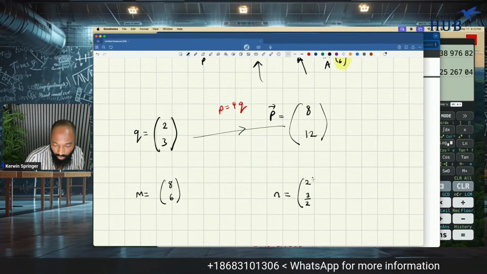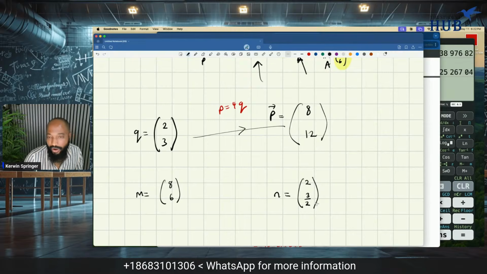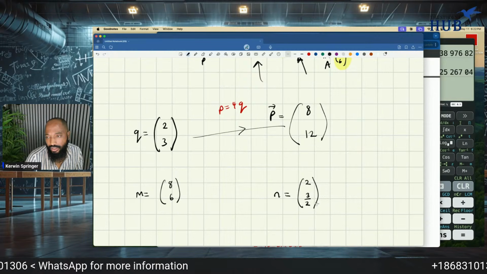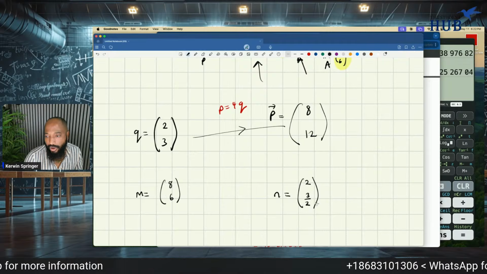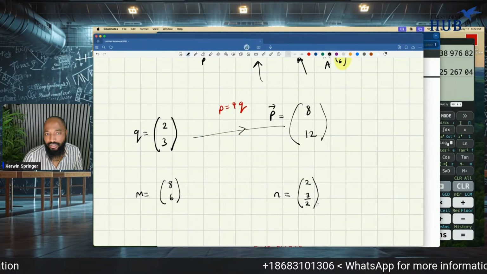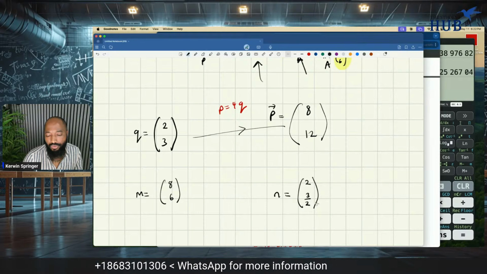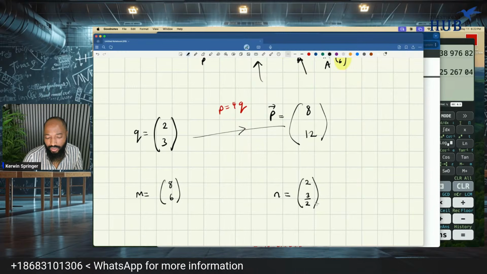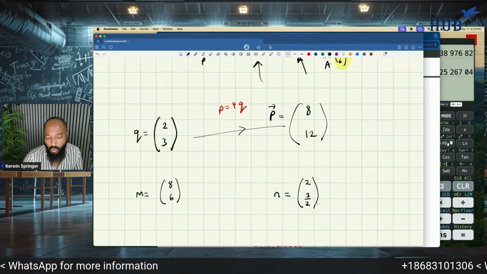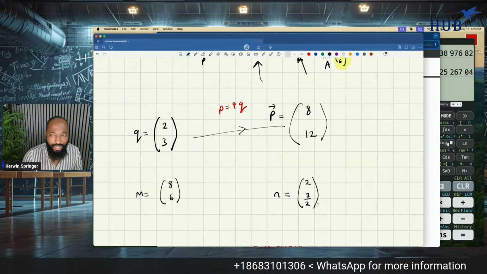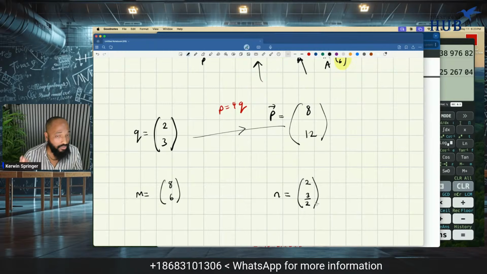And I get 2. Is this parallel? What is the scalar factor? Is this parallel? What is the scalar factor? Are they parallel to each other? They actually are. So depending on which way you're looking at it, the scalar factor is either 4 or a quarter.